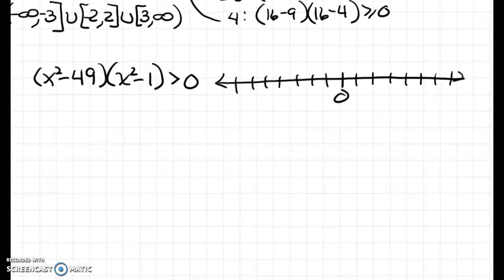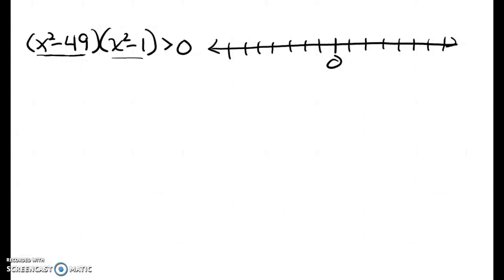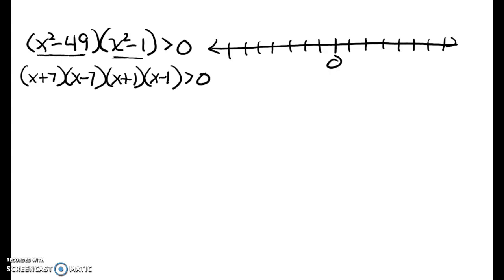All right. So we're not going to have time to finish this one. I'm not going to do all of it, but I am going to factor it. I want you to notice that these are differences of perfect squares, right? So this factors into x plus 7, x minus 7, x plus 1, and x minus 1. All right. So now when we solve, we get negative 7, positive 7, negative 1, and positive 1.